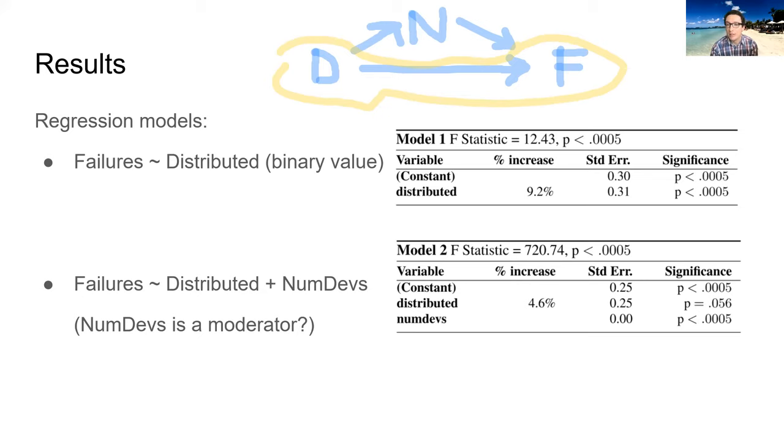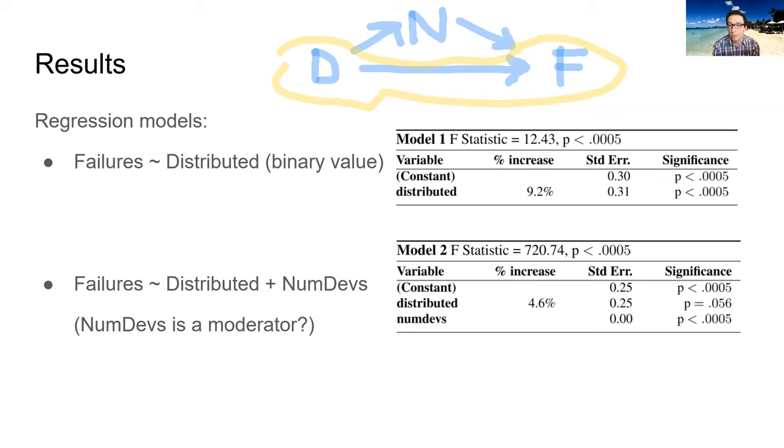Notice how that seems incompatible with the interpretation that, depending on the value of numdevs, we get a different relationship between distributed and failures. CJ assumes that the relationship between distributed and failures is always the same, always this 4.6% increase on average, irrespective of the value of numdevs. No matter what you fix numdevs to, you get 4.6% more failures on average. Whereas if it were a moderator, if numdevs is 2, maybe you get 4.6%, but if it's 200, maybe you get 20%. It matters what the value of numdevs is to determine what this coefficient is for distributed.